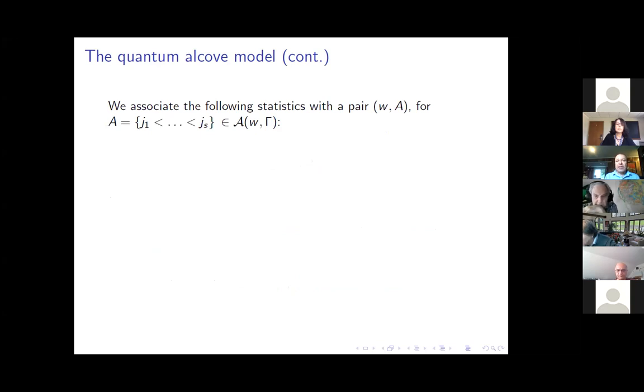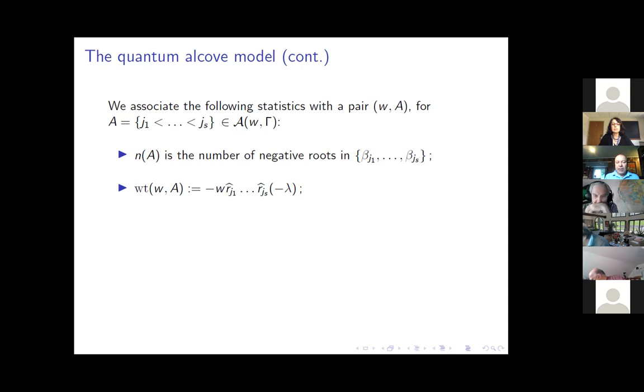Now we also need certain statistics associated to this pair. Calligraphic A of W and gamma denotes all the possible choices of such W-admissible subsets. For such a pair, we have some statistics. N of A is just the number of negative roots in the corresponding positions. Weight of W, A is obtained by applying to negative lambda the corresponding affine reflections for positions J1 through Js, and also the element W.